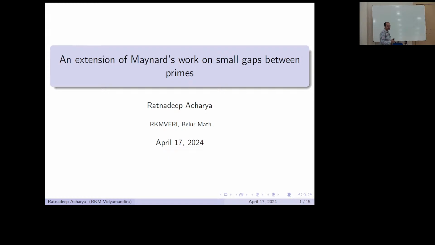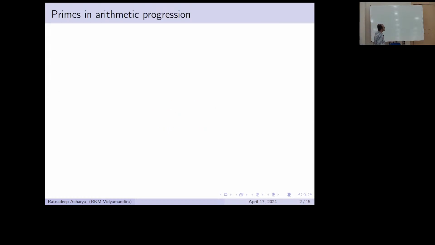So before I move to the topic of small gaps between primes, let me introduce another one, primes in arithmetic progression. Let me define that. Suppose Q and A are two co-prime integers, and we define pi(x; q, a) to be the number of primes up to x which satisfy the congruence p congruent to a modulo q. In other words, pi(x; q, a) counts the number of primes up to x which are of the form a plus nq.